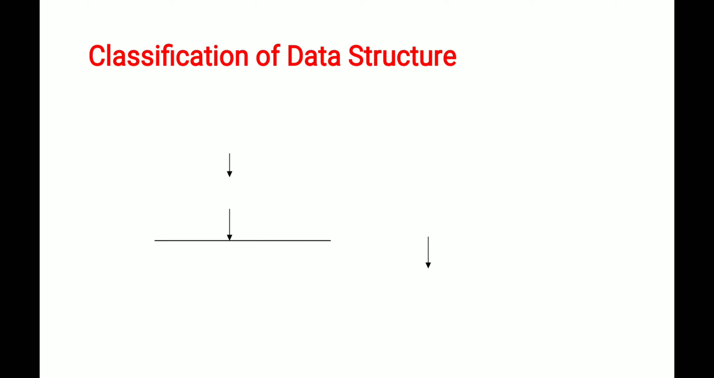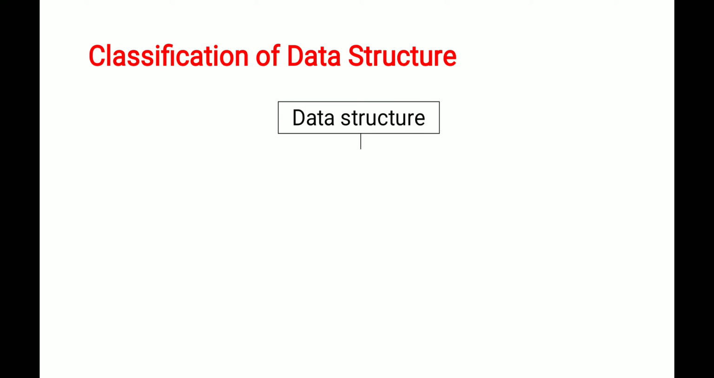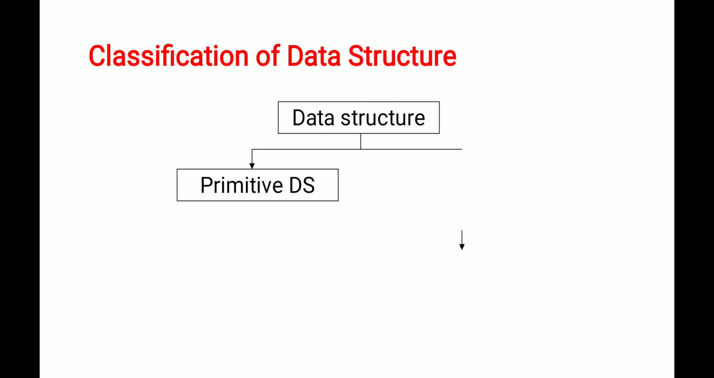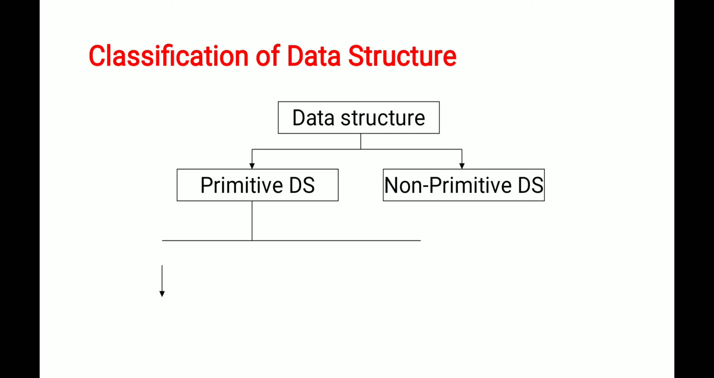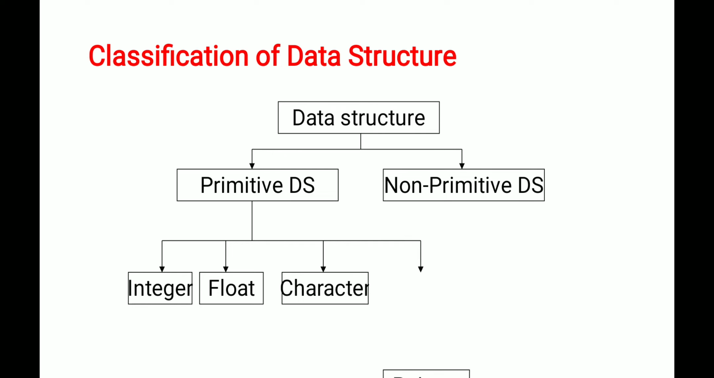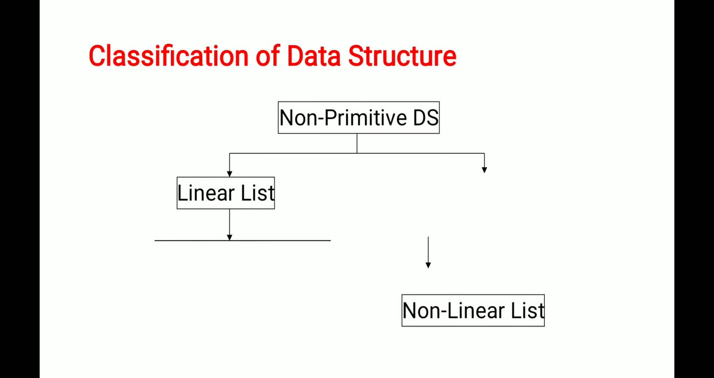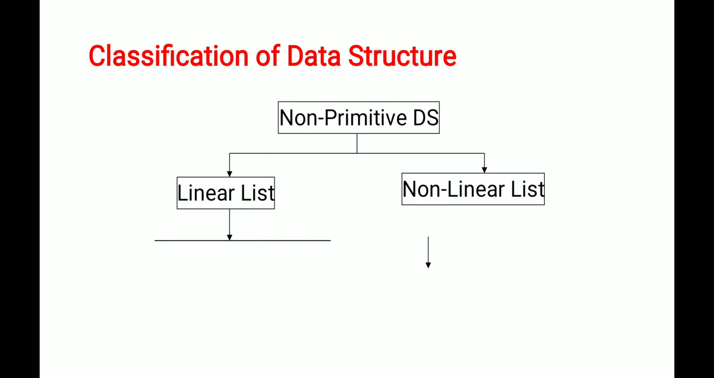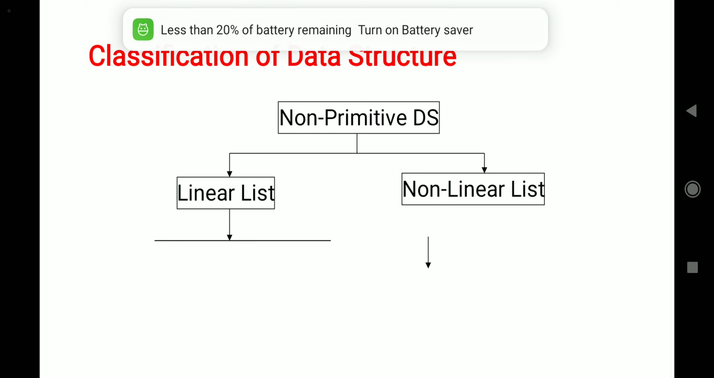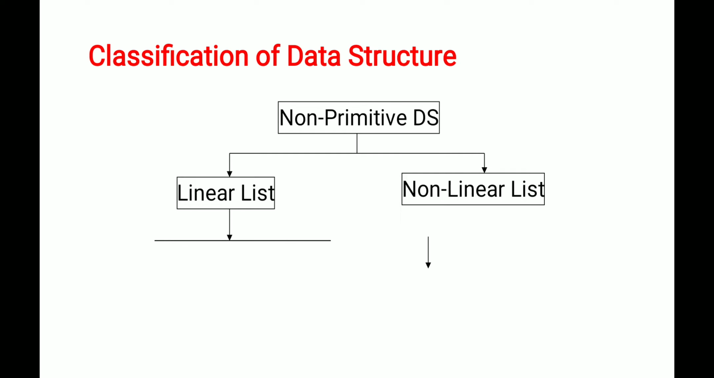And the second one is non-primitive data structure. This non-primitive data structure is again classified into two broad groups. The first one is linear list and the second one is non-linear list. So linear data structure and non-linear data structure are the two major categories of non-primitive data structure.